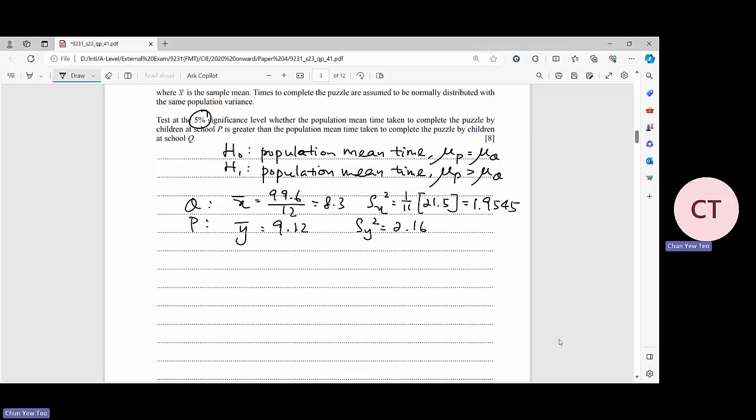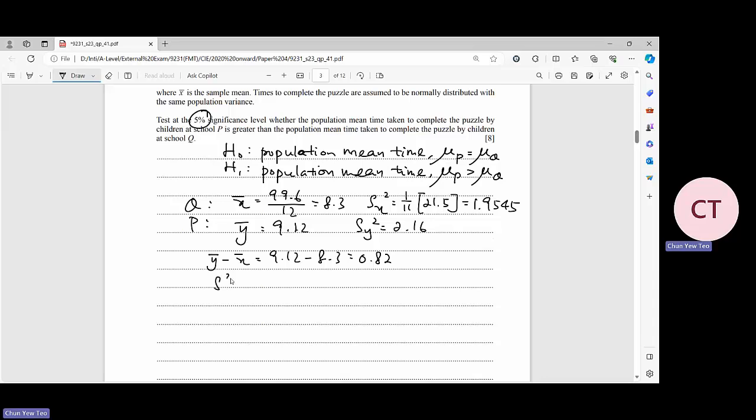Since our null hypothesis and alternative hypothesis are like this, we need to take the bar Y minus the bar X. Bar Y minus bar X will be 9.12 minus 8.3. Press the calculator, you get 0.82.